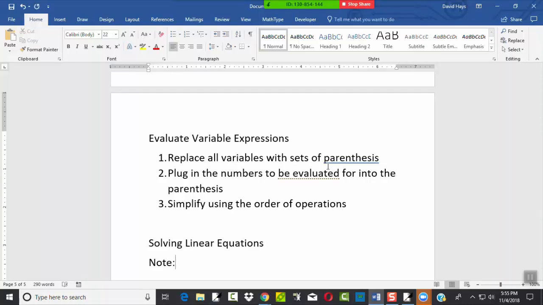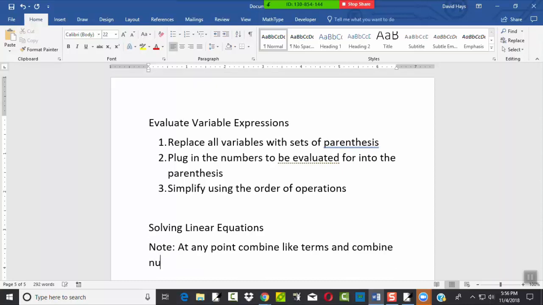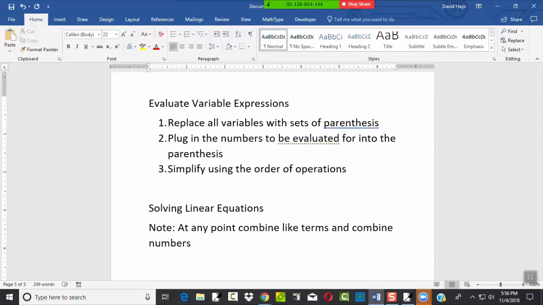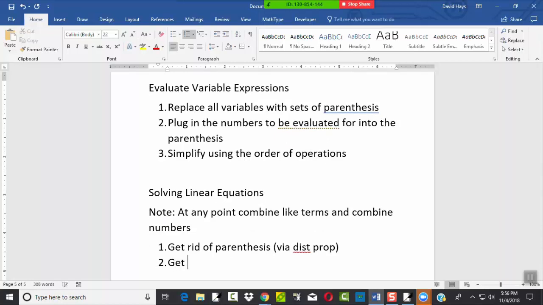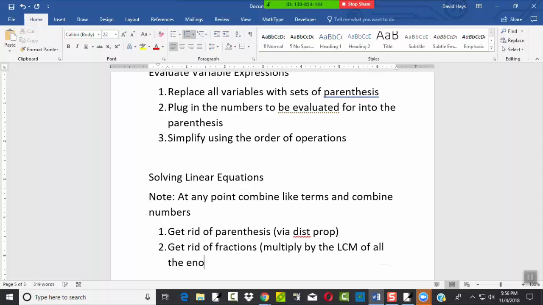Note on solving linear equations. At any point, combine like terms and combine numbers. That's no particular step. You do that anywhere. Step one, get rid of parentheses. We do this via the distributive property. Step two, get rid of fractions. And we multiply by the LCM of all the denominators.